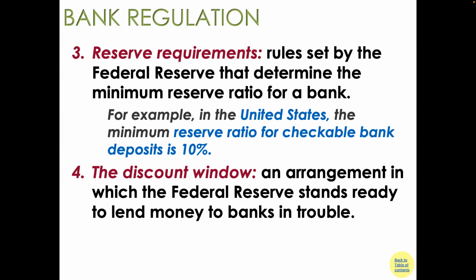Now, discount window. This is an arrangement. You can think about this as a market, a market only for commercial banks. Say First National Bank has trouble. What they can do is borrow money from the Federal Reserve, which is the central bank. So those are the four things.